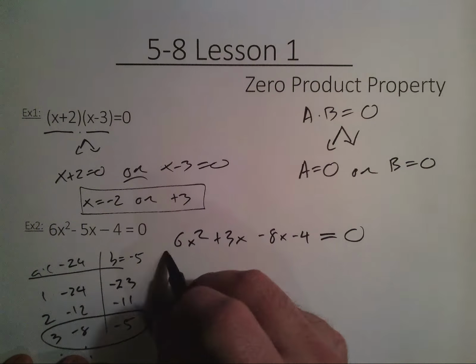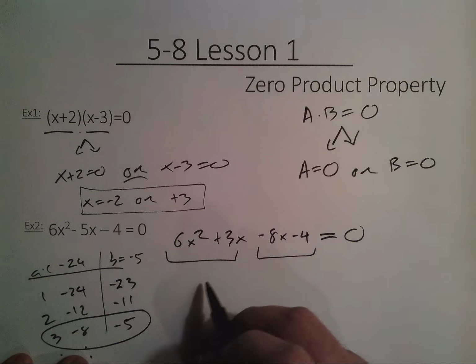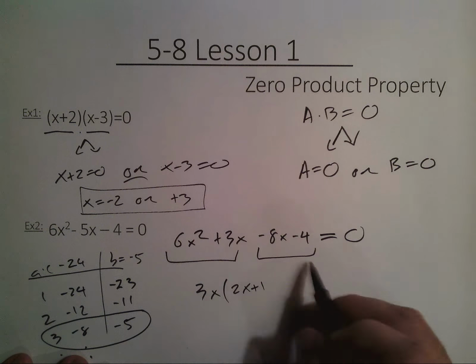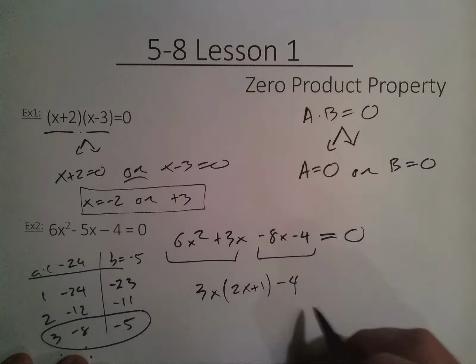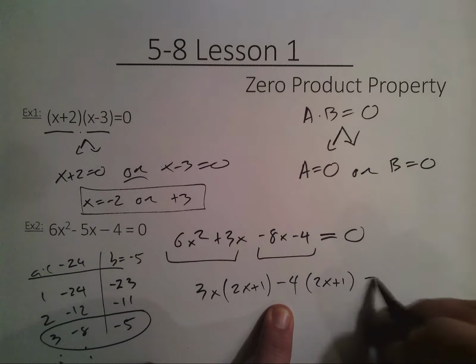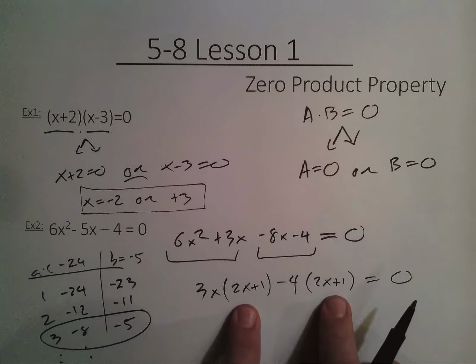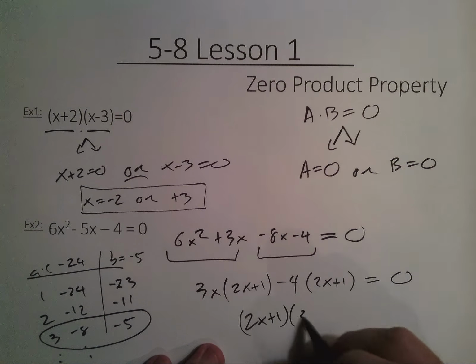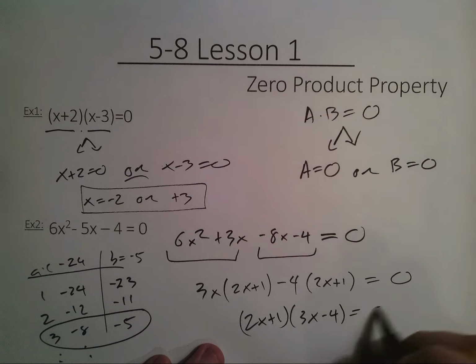Now, when you have four pieces, you factor by grouping. Factor out 3x, leaving behind 2x + 1. Factor out negative 4, that negative is important, leaving behind 2x + 1, and that equals 0. Oh look, I have 2x + 1 in both places, so I leave behind 3x - 4 equals 0.